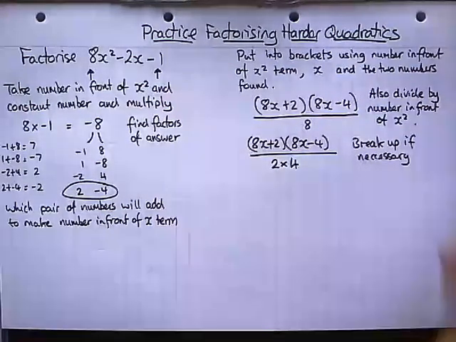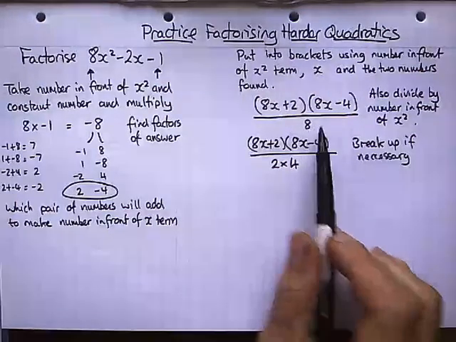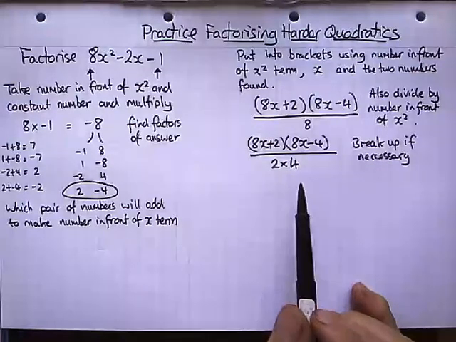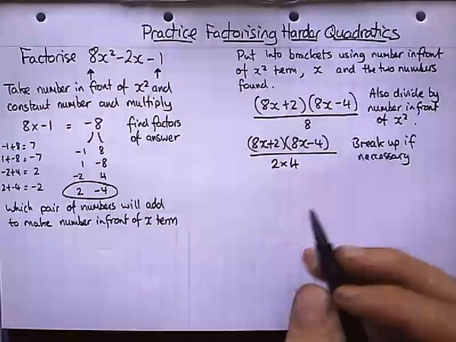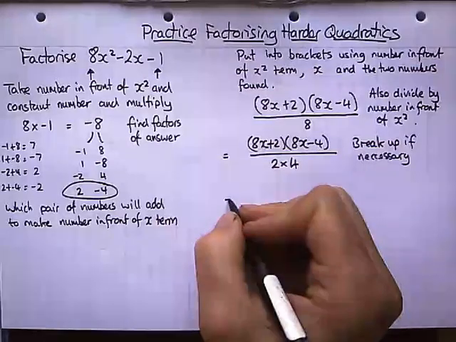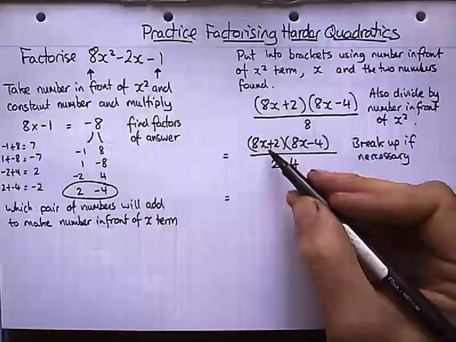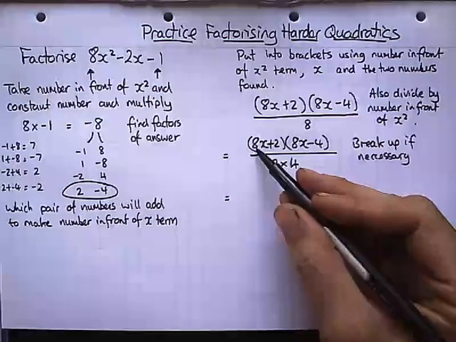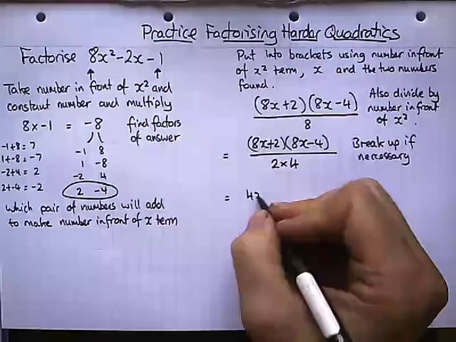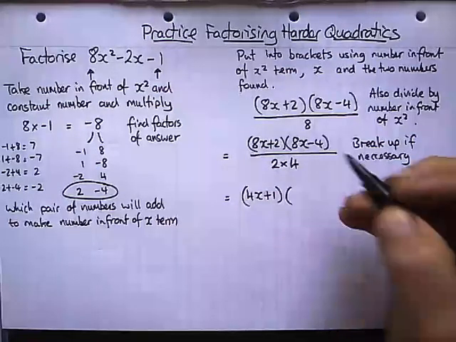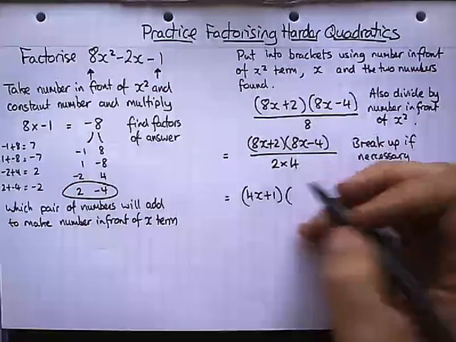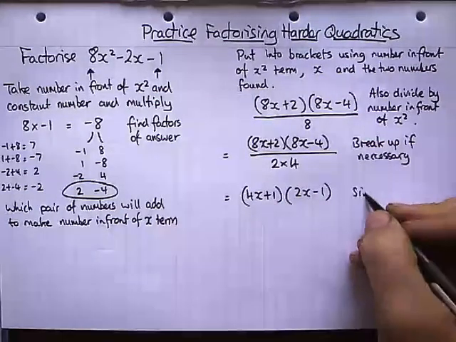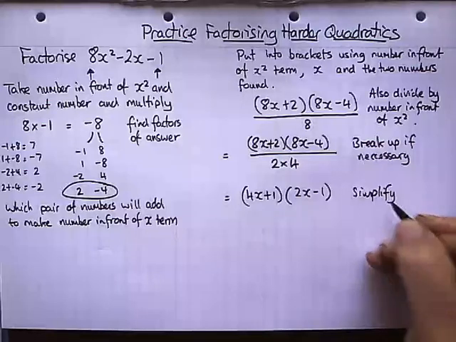Okay. Sometimes this number will automatically just go into one of the brackets, so you won't have to do the breaking up part. So now the last bit, all you need to do is simplify. How many 2's go into this bracket? Well, I can divide this bracket by 2. This will become 4 and this will become 1. So we get 4x plus 1. And then 4 goes into this bracket, so I will get 2x minus 1. Simplify and then finish.